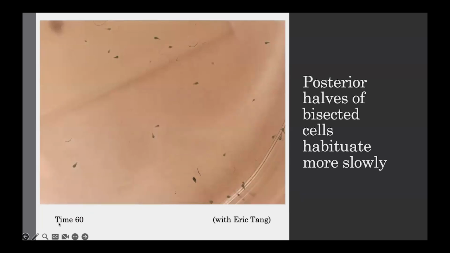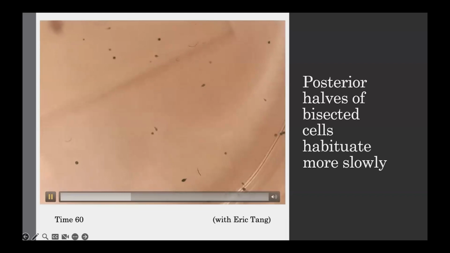But now I'm looking at time 60. I want to see how they respond after 60 minutes of training. They've been receiving one tap a minute for 60 minutes, and I'll play that impulse one more time so you can see.